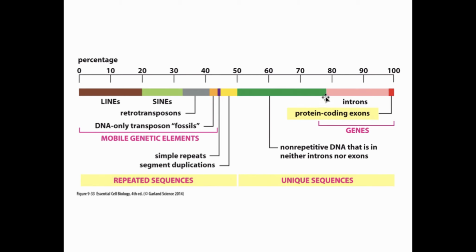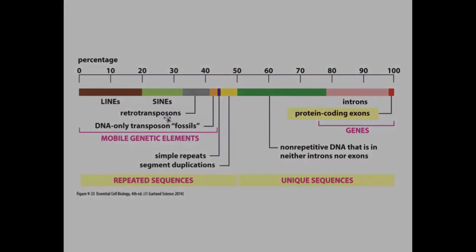The remaining DNA inside a human being is either repetitive DNA or unique DNA, which we label as intergenic, i.e. between genes. So this green segment is the DNA found between genes. And the remaining DNA appears to be repetitive DNA, which matches both transposable elements and retrotransposons.